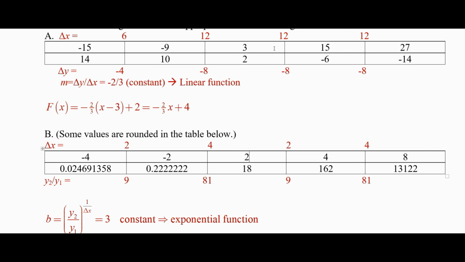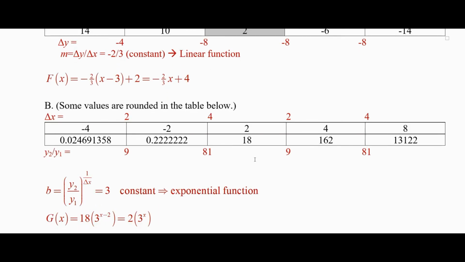Pick a point that we want. Looks like the easiest one is (3, 2), and do x minus the x coordinate 3 times the slope plus the y coordinate, or if you'd like slope-intercept form better, distribute and combine like terms. -2/3 x plus 4 would be our function. So that looks like it's linear.